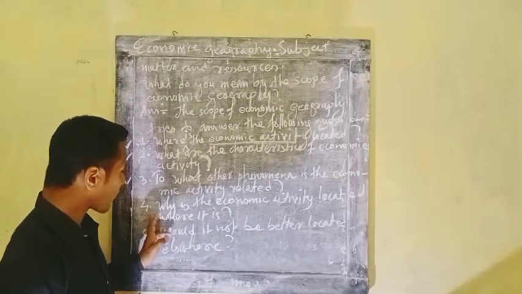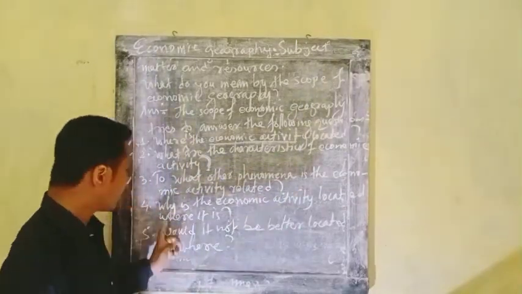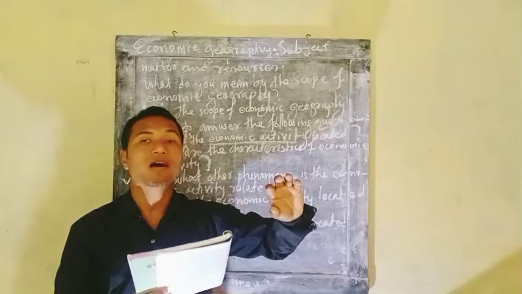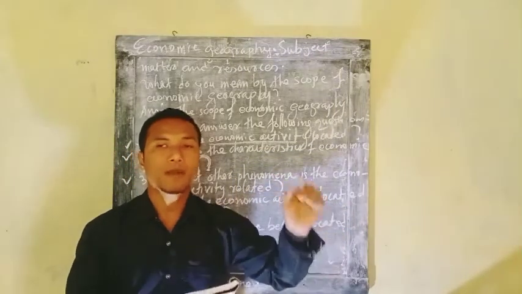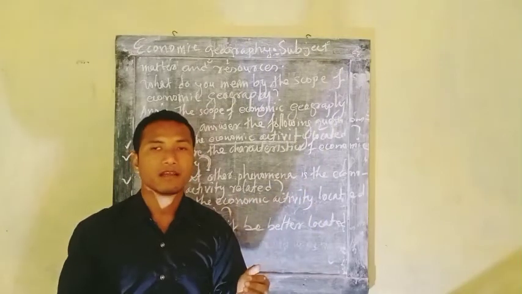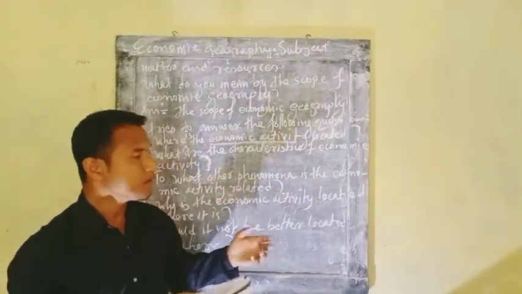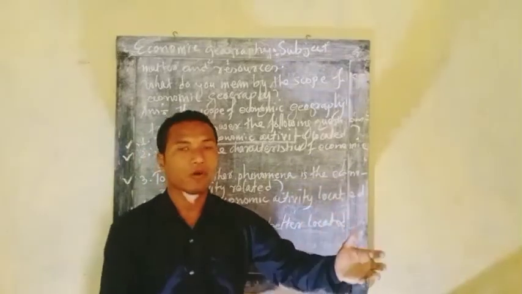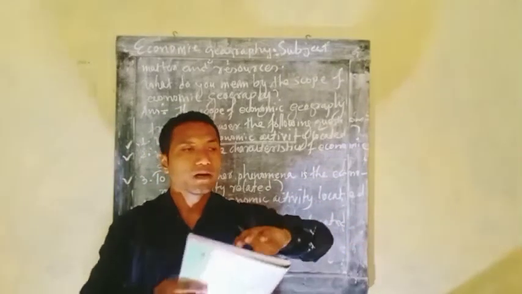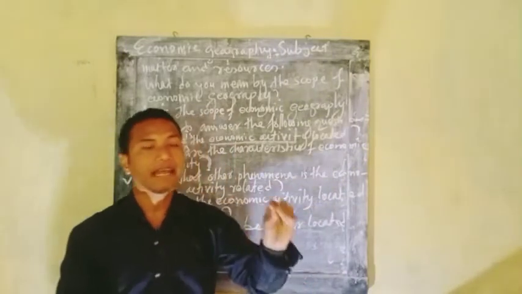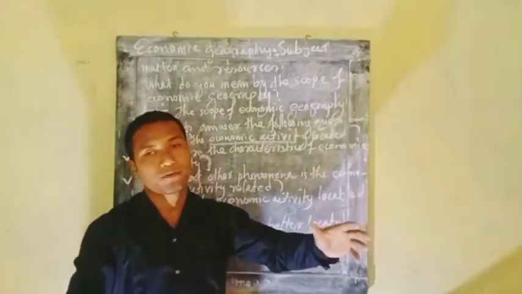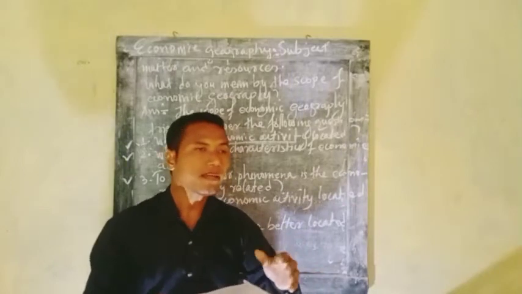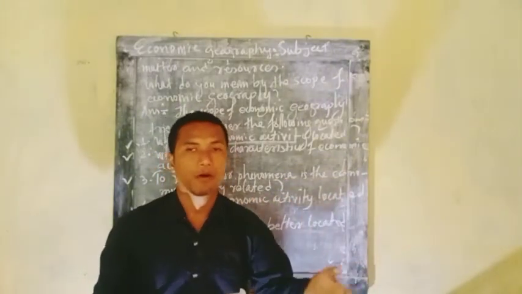Also you see question number 4: why is the economic activity located where it is? Here is the question: why is the duck farming of that farmer located near his house? Well, it is located nearby his house because the land where he made the pond to keep and farm the ducks belonged to him. He had a portion of land where he could dig the pond. So that is why it is located nearby his home.